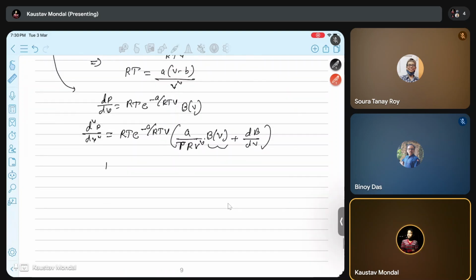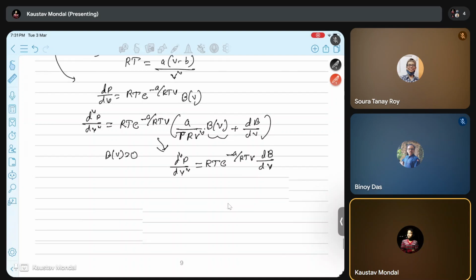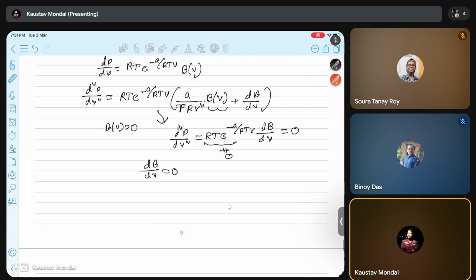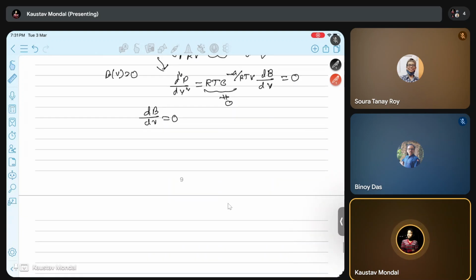So we can take B(V) equal to 0, so we basically reduce this equation as d square P by dV square equal to RT e to the power minus A by RT by V into dB by dV. So it's equal to 0. Now since this term cannot be equal to 0, we have to solve dB by dV should be equal to 0, right?